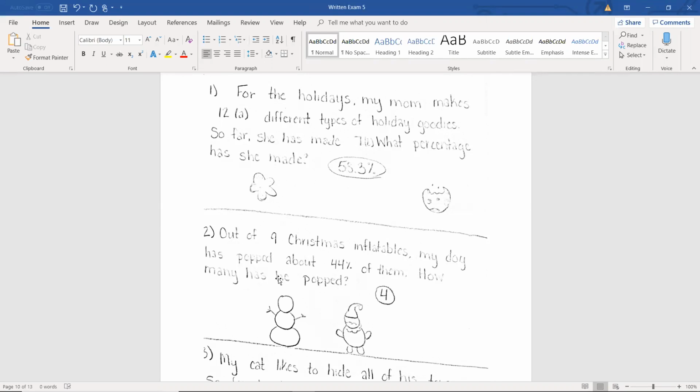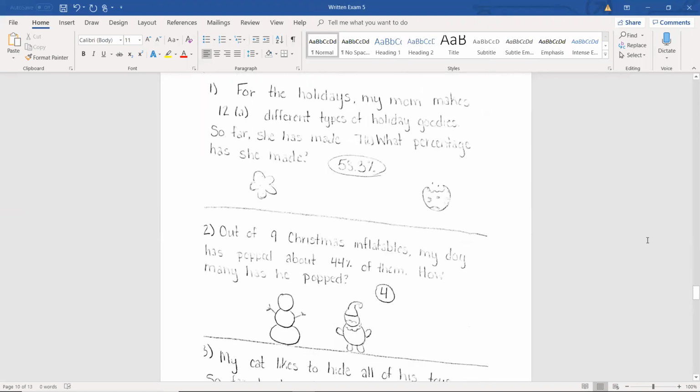Out of 9 Christmas inflatables, my dog has popped about 44% of them. How many has he popped? For that problem, we are given B and the percentage, and we're looking for A, which is the other number. And he has popped 4, which is a true story. He actually does pop 9 inflatables every year, so we've kind of just stopped buying them.